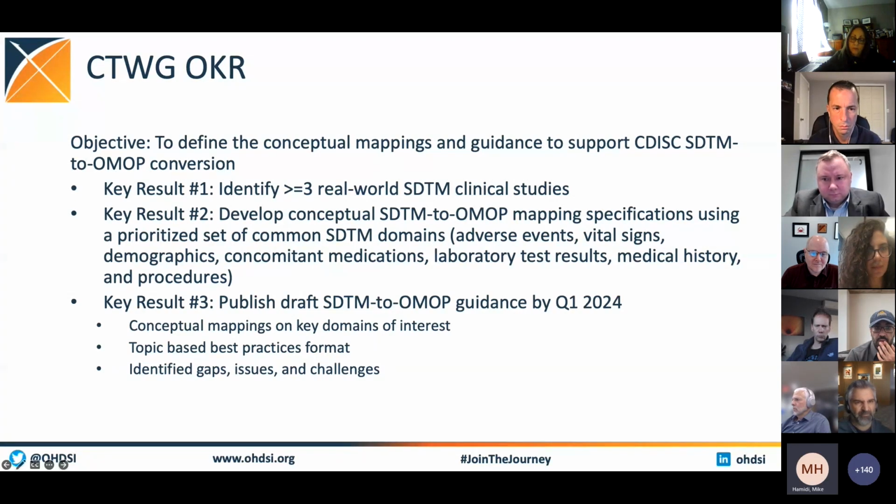So I think we can easily achieve the first key result there by using at least equal to 3 or greater real-world SDTM studies. And we're slightly pivoting from what we originally had last year, which was more geared to executing some of these mappings at a value level perspective and leveraging all the terminology that would exist in some of these real world studies.